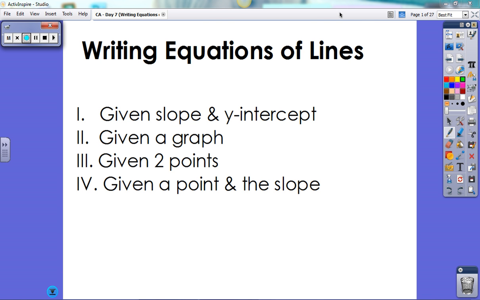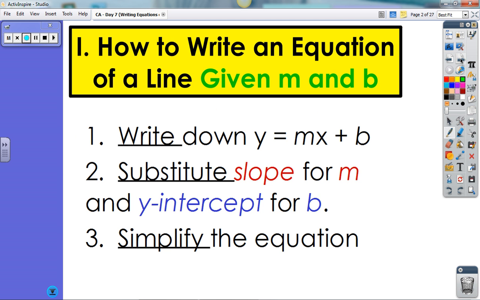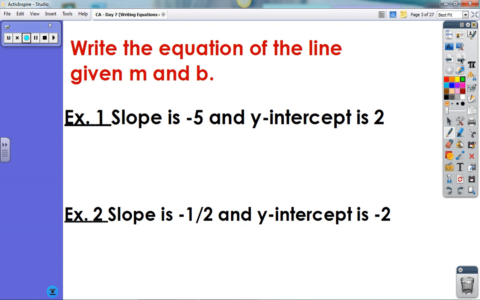This tutorial is going to go through how to write the equation of lines based on different combinations of information that you could be given. First, we're going to look at how you write the equation of a line when you're given the slope and the y-intercept, and that's pretty straightforward because you can write it right into slope-intercept form.